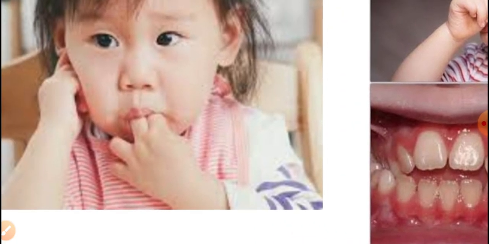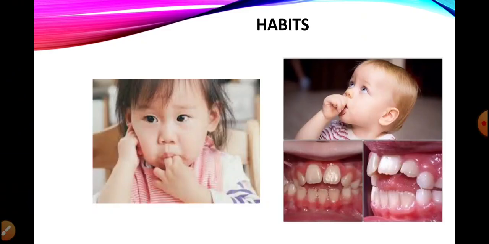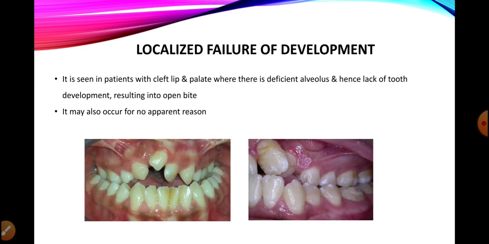And here, in those cases where the patient is sucking two fingers, it may result in a symmetrical anterior open bite. Now, another etiological factor that may lead to the development of an open bite is localized failure of development. For example, one or two teeth fail to erupt completely, or there is some problem in their alveolus. Usually it is seen in patients with cleft lip and palate.